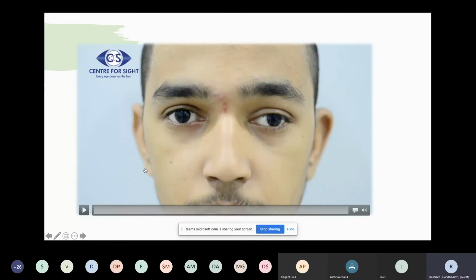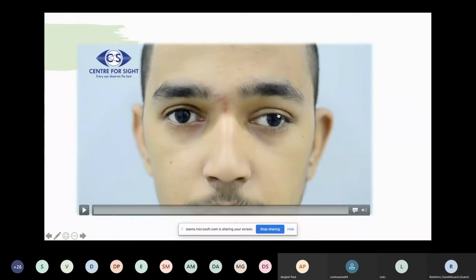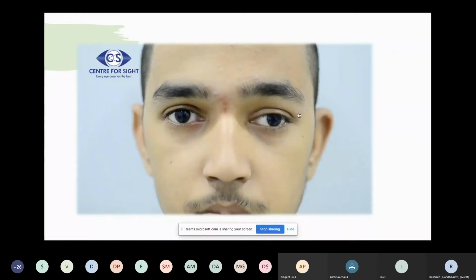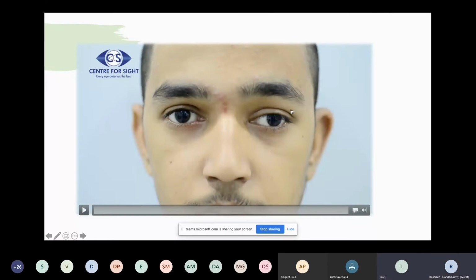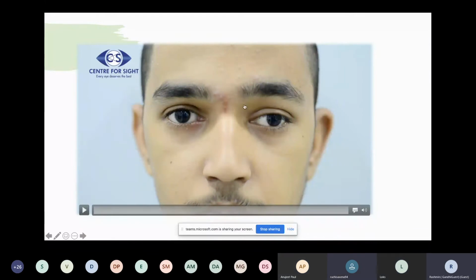Have a look at this patient. What's the first impression? What are you seeing here? Left exotropia. Exotropia, sir. Left exotropia. Anything else? With mild ptosis. Yes, there is ptosis, and absolutely right. There is a left exotropia. Now let's look at motility.